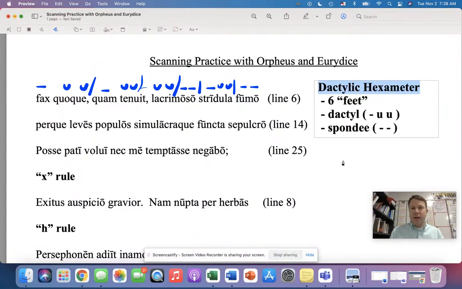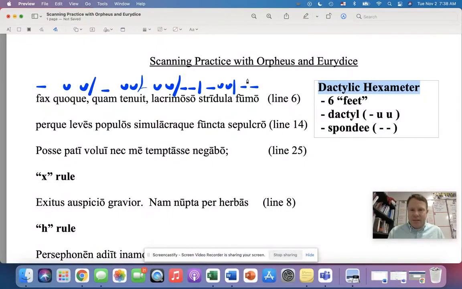And if you look at this line from Orpheus and Eurydice, this is line 6, you can see I've marked the 6 feet by the divisions here. Now that sounds horribly not musical, but we have a long syllable and then a short-short. So we have a dactyl, then another dactyl, a spondee, a dactyl, and then a spondee.